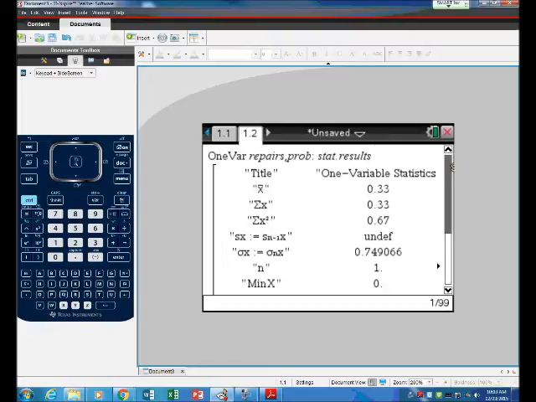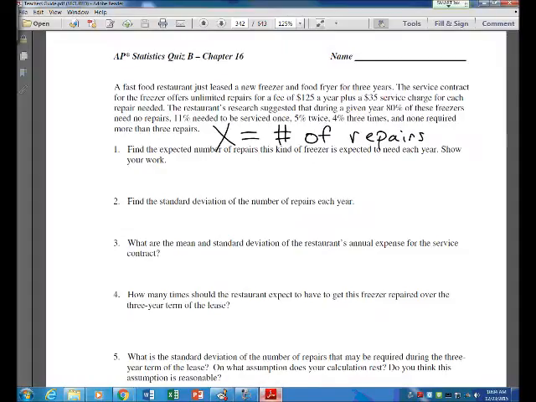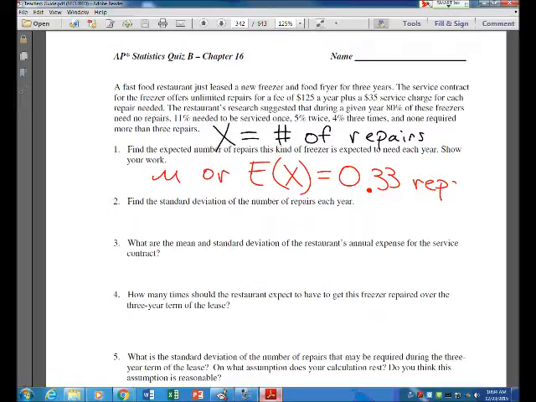In this case, it shows X bar. We would never write X or Y bar because this is a model, right? This is just what we think is going to happen. So we're going to use mu, or you could use E of X, for the expected value. And that expected value is 0.33. So when I write my answer here, the expected value for the number of repairs, mu, is 0.33 repairs.